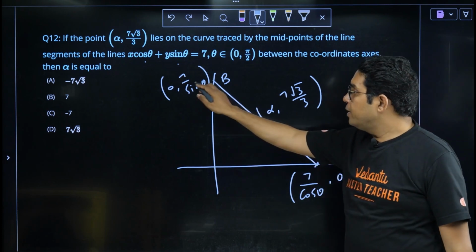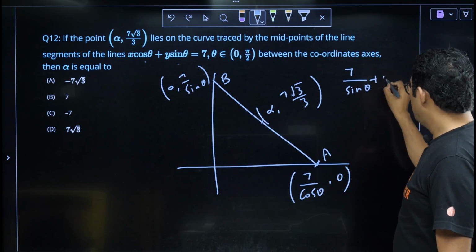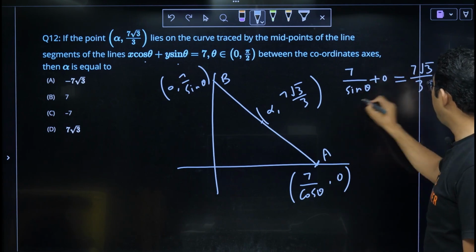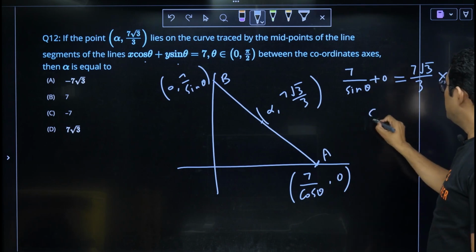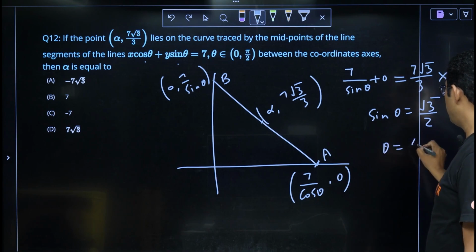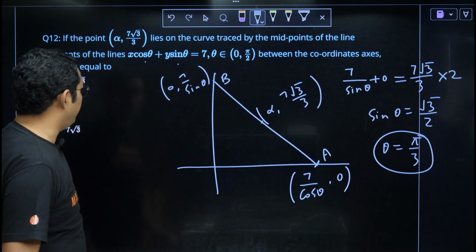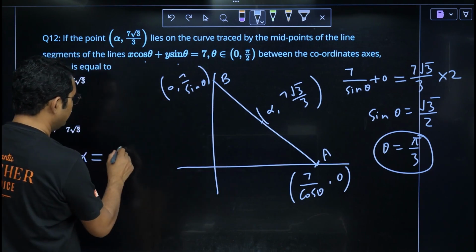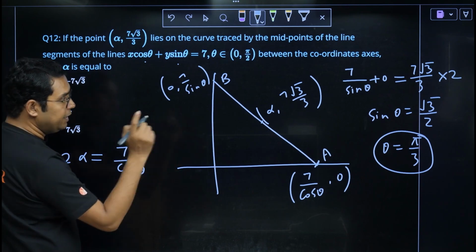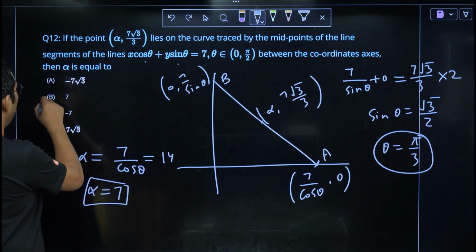If you apply the midpoint formula on the y coordinate, 7 upon sin theta plus 0 whole divided by 2 is equal to 7 root 3 upon 3. From this, you get sin theta equal to root 3 by 2. So theta has to be equal to pi by 3. Now using this and applying the midpoint formula on the x coordinate, alpha will be equal to 0 plus 7 by cos theta, divided by 2. Theta is pi by 3, so it will become 14 by 2. So alpha will be equal to 7. So that is the answer to this question, that is B.